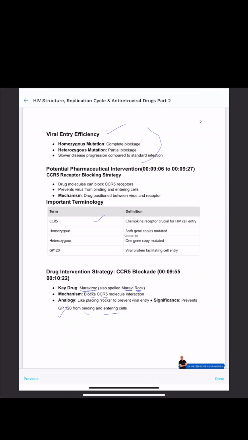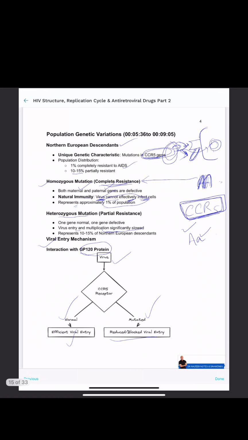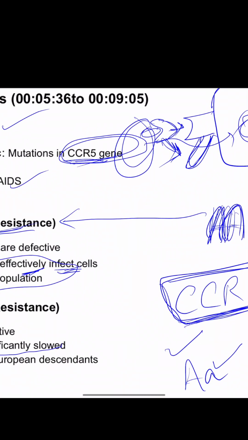So CCR5 is a chemokine receptor crucial for HIV cell entry. If it is homozygous, both gene copies are mutated. If heterozygous, one gene copy is mutated. GP120 is the viral protein facilitating cell entry. Drug molecules that block the CCR5 receptor, as we saw, prevent virus binding and entry. And this particular drug is positioned between the virus and the receptor.